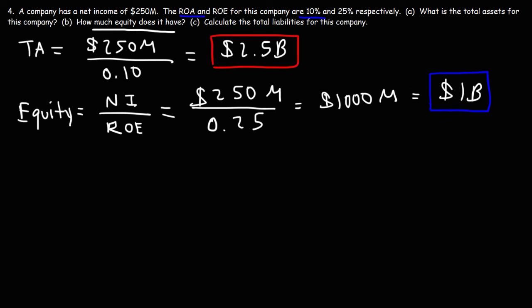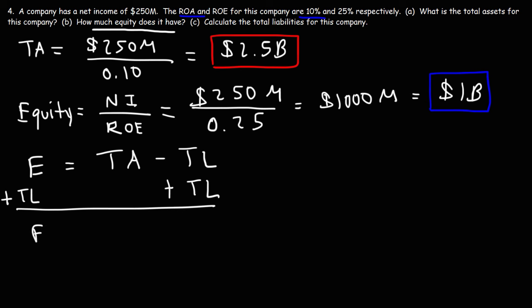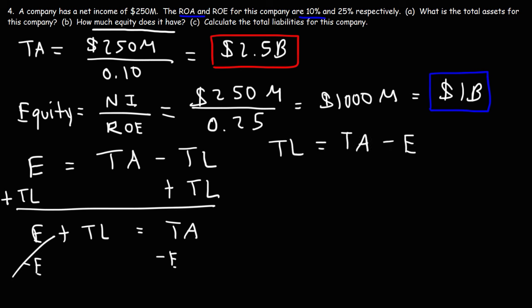Calculate the total liabilities for this company. So we know that the equity is the difference between the total assets and the total liability. Well, we want to get this. So what I'm going to do is add TL to both sides. And so right now we have equity plus total liabilities is equal to total assets. Subtracting both sides by equity, we get that the total liabilities is the total assets minus the equity. So this will help us to get the total liabilities.